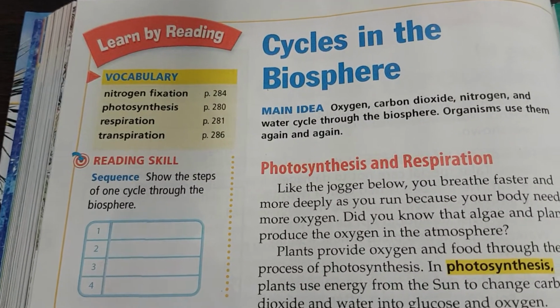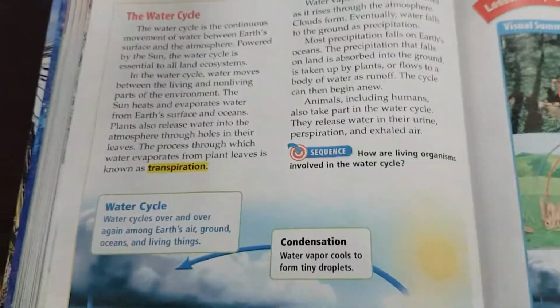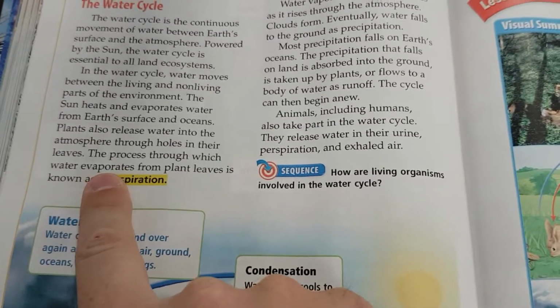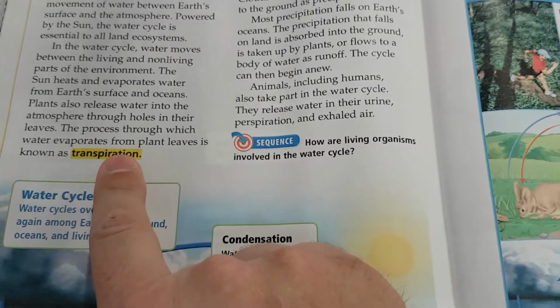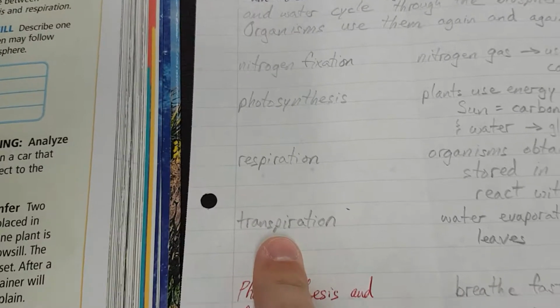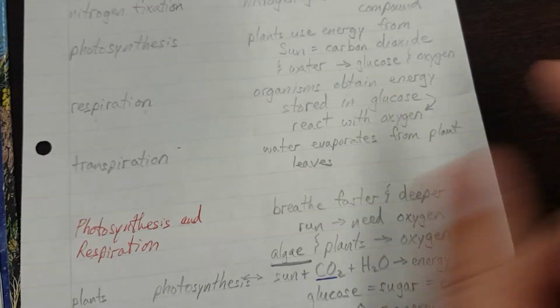Transpiration, page 286. The process through which water evaporates from plant leaves is known as transpiration. Transpiration: water evaporates from plant leaves.